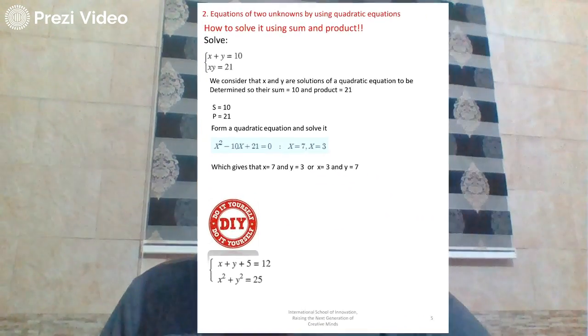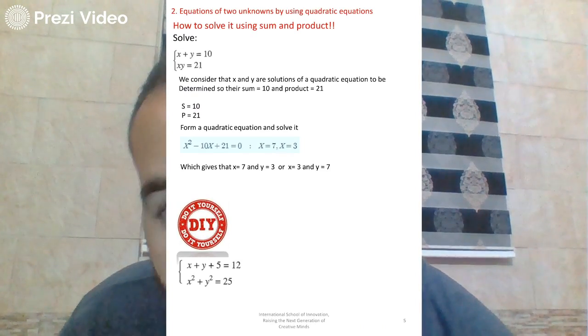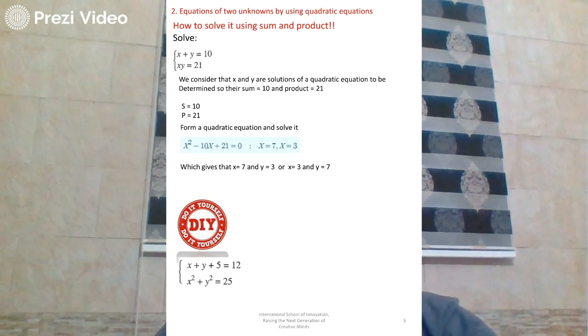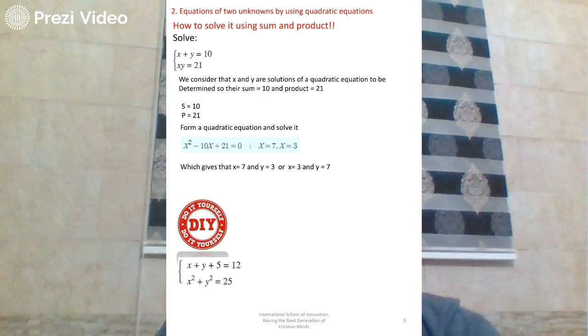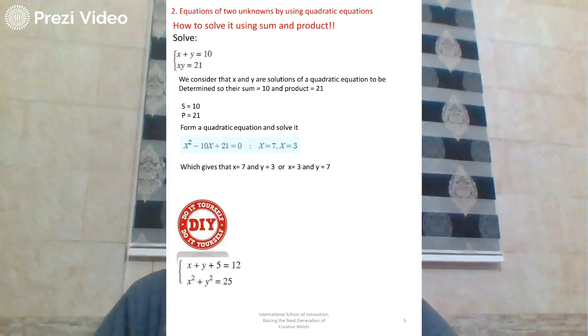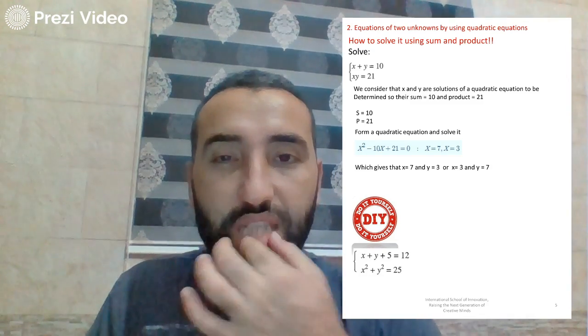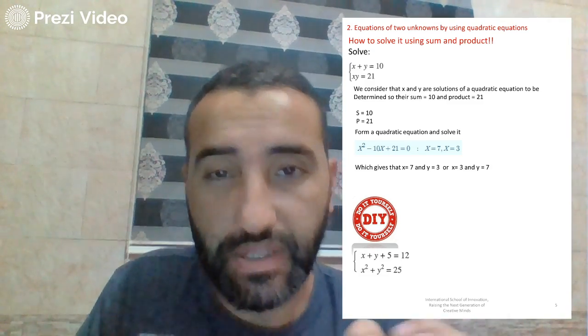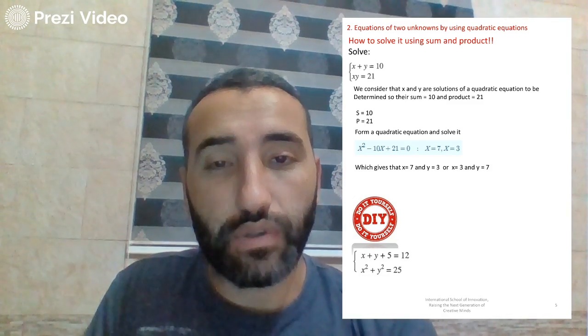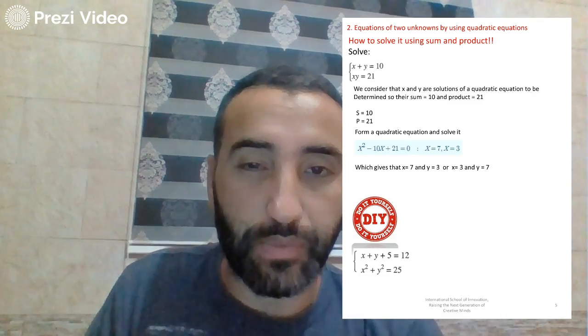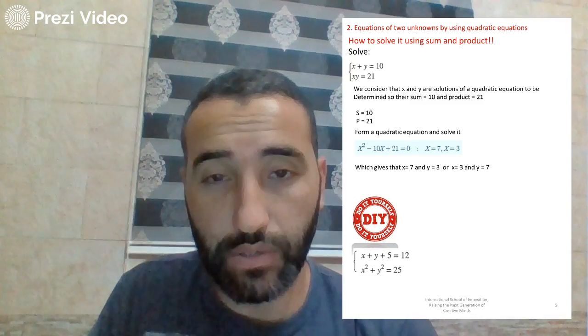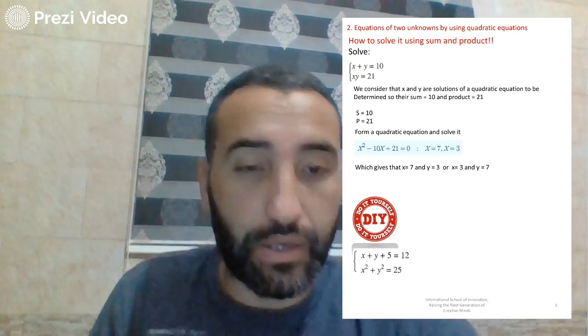Also we took a very important idea: how to solve equations of two unknowns by using quadratic equations. For example, x plus y equals 10 and xy equals 21. How could you find the solutions? You suppose that x and y are x1 and x2. So here their sum is 10, meaning the addition of them is 10, and their product is 21. So we solve the equation x square minus sx plus p equal to 0. We get two roots, x equal 7 and x equal 3, and this is how we found them.